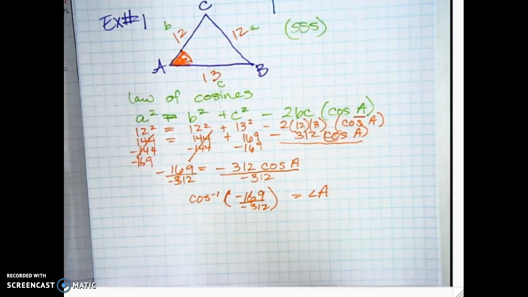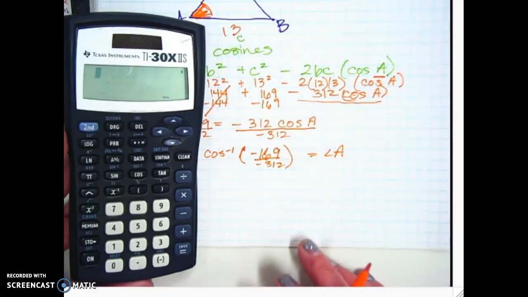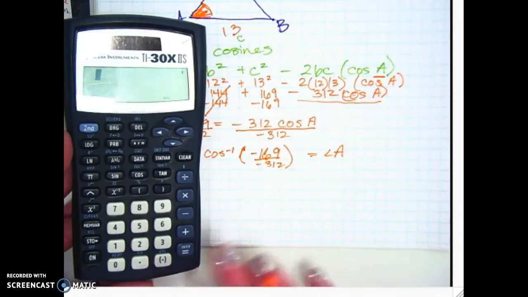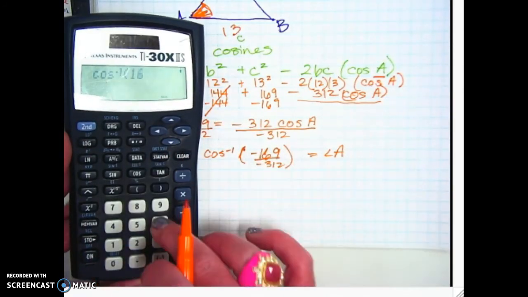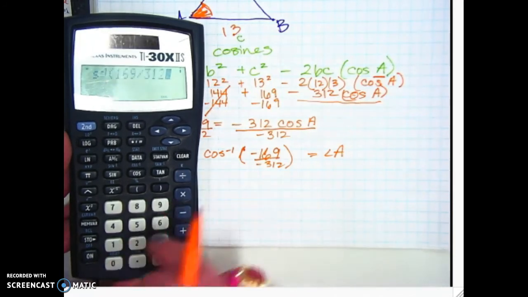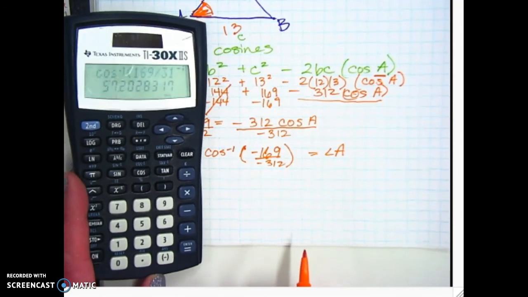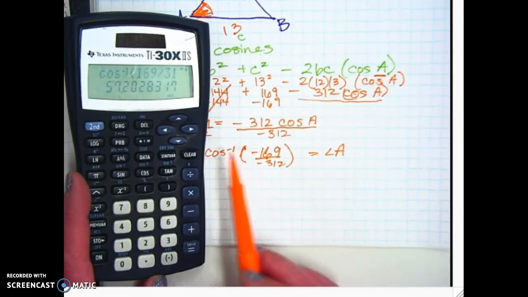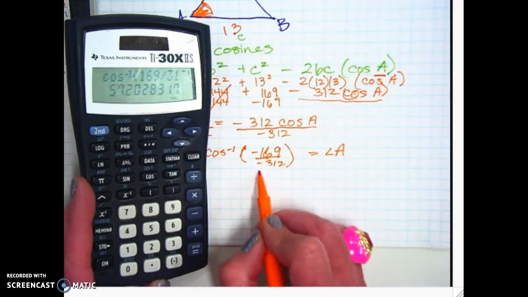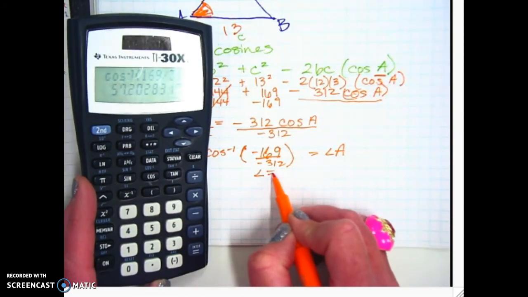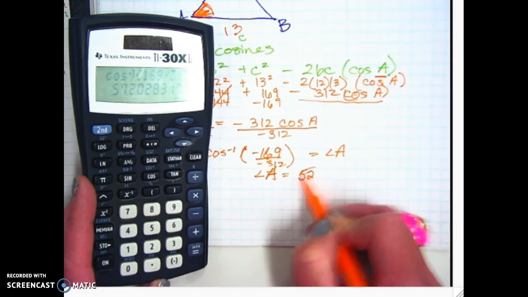They're both negative. So when I type it in the calculator, guess what I can do? Just make them both positive. So we're going to go inverse cosine of 169 divided by 312. And I got 57-ish, 57.20. So let's go with angle A equals 57.20.